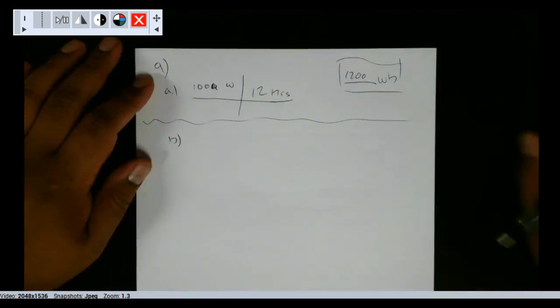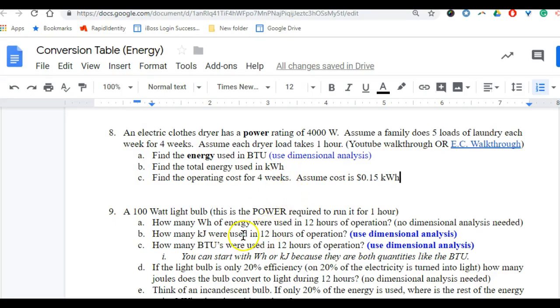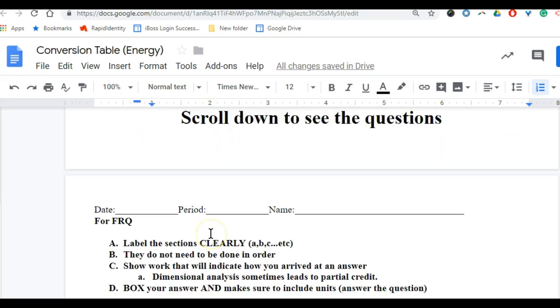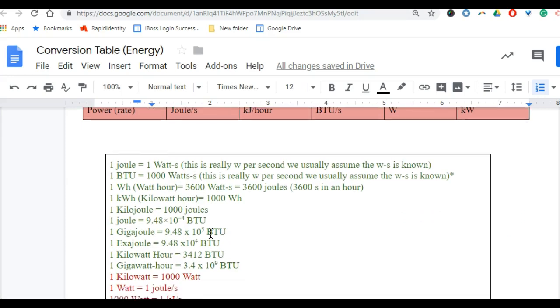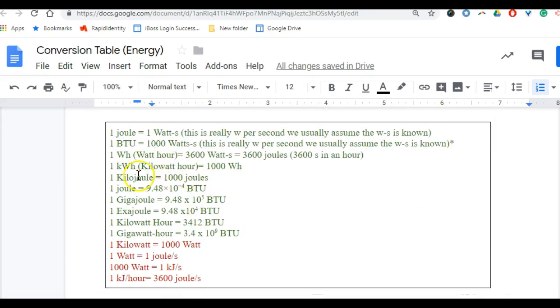Alright, problem B. So coming back over here. Now how many kilojoules were used in 12 hours of operation? Okay, well let's take a look. We know we have a watt hour. Can we go from watt hours to kilojoules? So let's take a look here. You have kilojoules to joules. You have joules here, so you can go watt hours to joules, and then from joules to the kilojoules. So that's one way to do it.